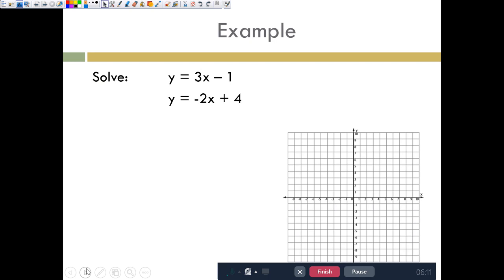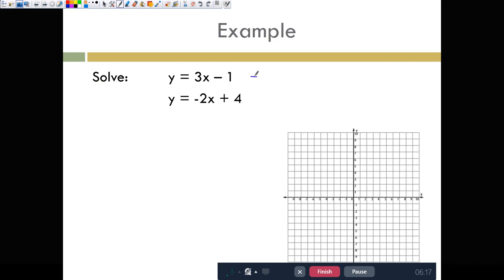All right, so my first two equations here are already in y equals mx plus b. So for this equation here, my m is 3, or 3 over 1, and my b is -1. So I'm going to start at -1, plot my point, my b, and I'm going to use my slope, rise over run. I'm going to go up 3 and 1 to the right, up 3 and 1 to the right, or I can go down 3 and 1 to the left. And then I'm going to draw my line.